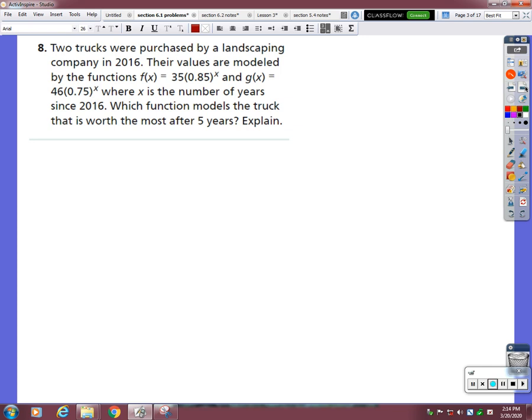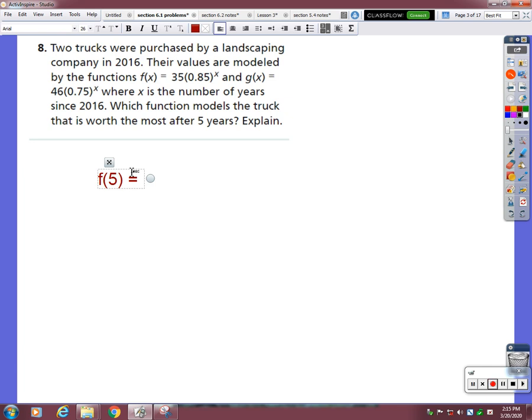Okay, next one. Two trucks were purchased by a landscaping company in 2016. Their values are modeled by those functions. Which function models the truck that is worth the most after 5 years? Okay, so what I'm going to do is I'm going to plug 5 into that function and see what I get.